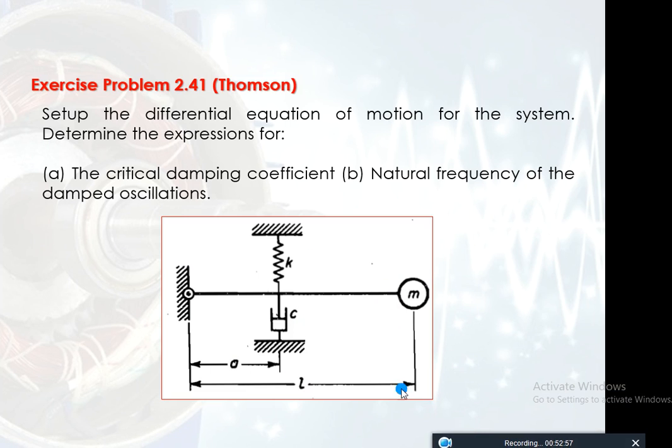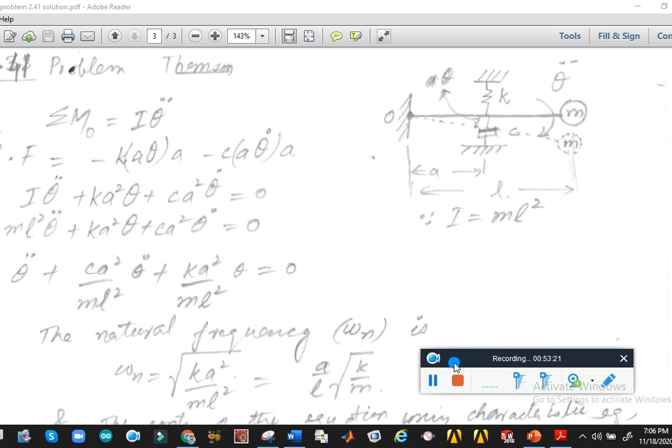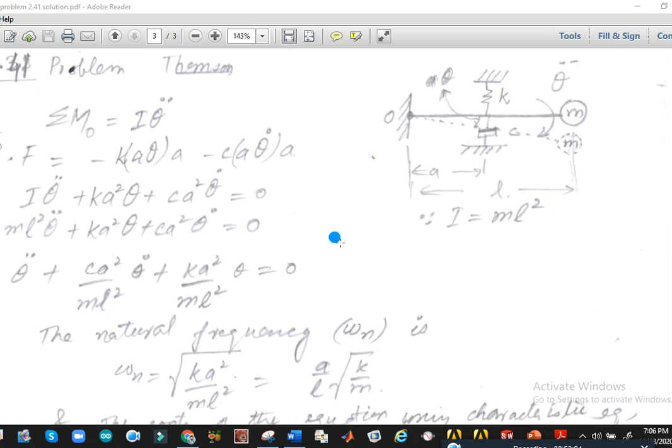Please see here we have the numerical where we have a point mass, the location of the point mass and the length of the beam from the point mass, and the pivot point is about L, and the stiffness element and damping coefficient are attached on the rod at distance A. We are here to find the differential equation of motion, the damped natural frequency and the critical damping coefficient. So let's start. This is the solution of that problem.